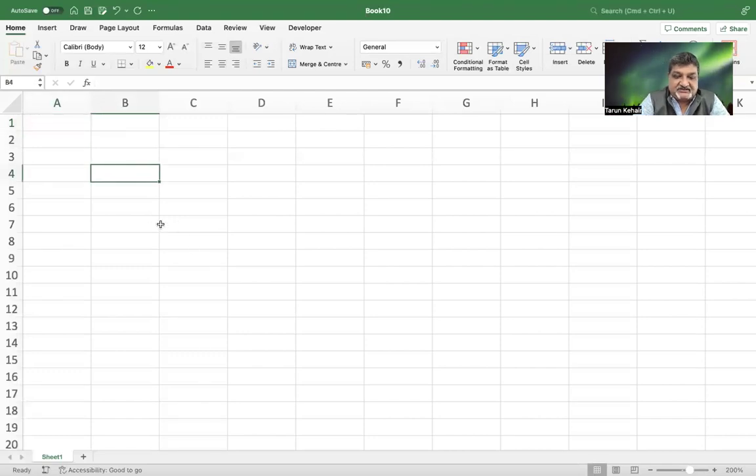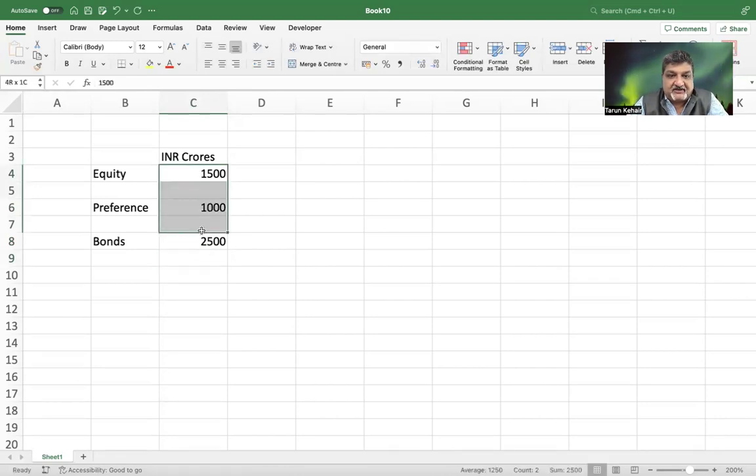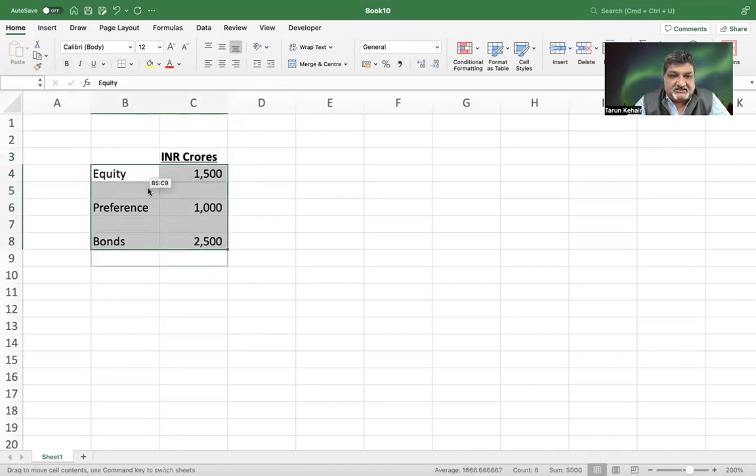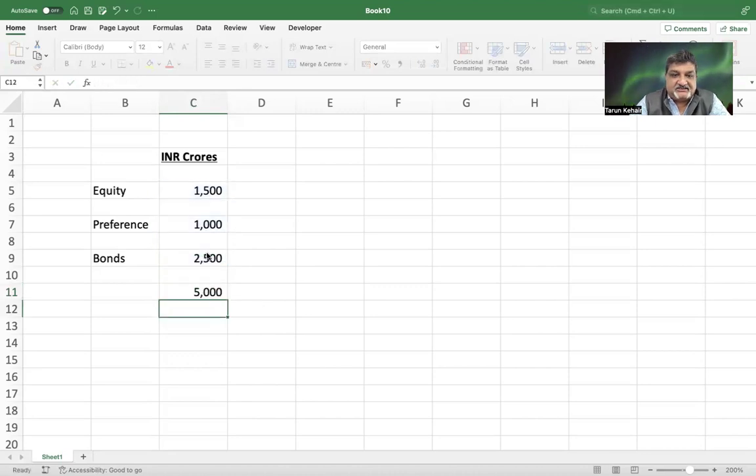let's say I have an organization which is structured as under. You have equity, you have preference shares, and you have bonds. Now, let's say in INR crores, equity is 1,500 crores, preference shares is 1,000 crores, and bonds are 2,500 crores. Now, this is the capital structure assumed at the moment, which means the total capital employed by the organization is 5,000 crores.